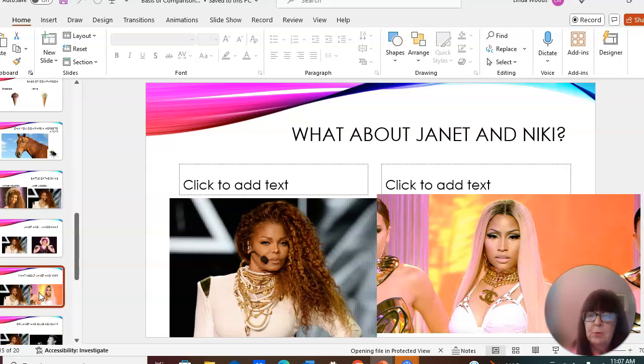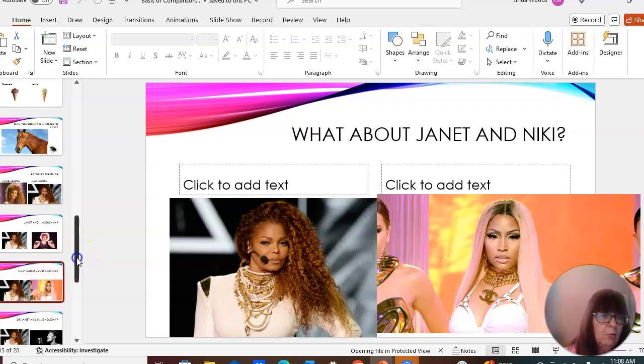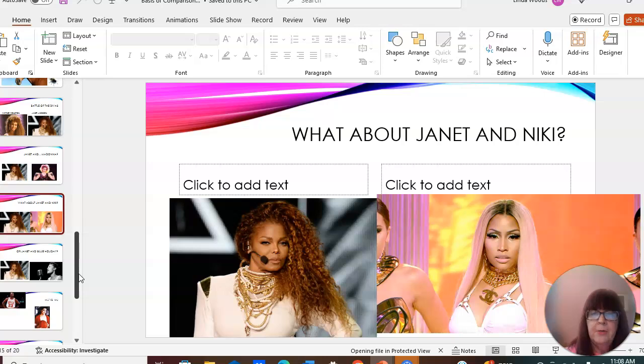What happens, for example, if we compare Janet Jackson to Nicki Minaj? We could still argue that they're two female artists, but they're from two totally different generations. And I would argue their genre of music is very different because Nicki is mainly a rapper, whereas Janet is more of an R&B singer. So it's not to say that you couldn't compare them, but what's happened here is that we've made that basis much wider.